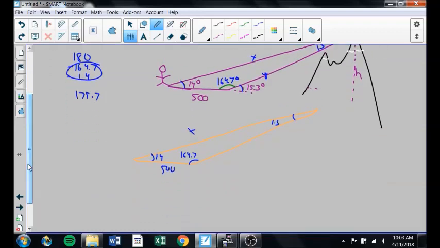Well, now this is a law of sines. I can do the sine of 164.7 over x with this angle side pair, and I'll do this angle side pair, equals the sine of 1.3, that's a very bad 3, 1.3 over 500. Solve that for x.